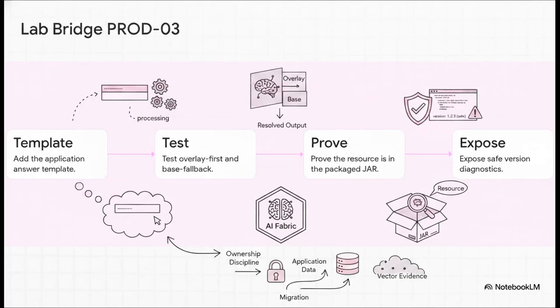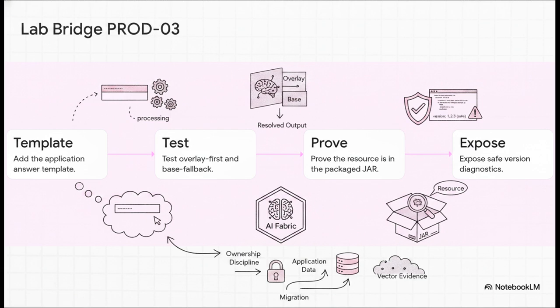And this brings us directly to your actionable next steps. In LabProd 03, you're going to put this exact theory into practice. You'll add the application answer template, test the overlay first and base fallback resolution we just mapped out, prove the resource is properly packaged right in the jar, and expose only the safe version diagnostics. Applying this exact ownership discipline right here is what paves the way for safely migrating your application data and vector evidence later on.